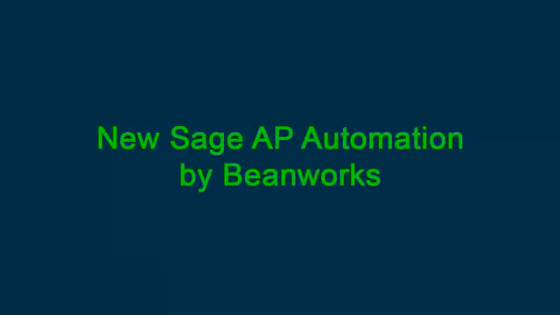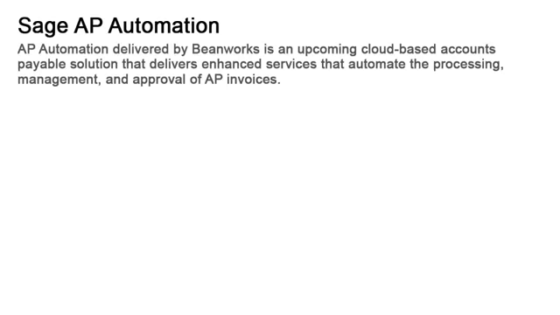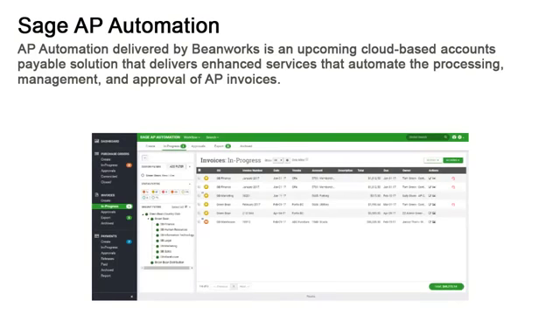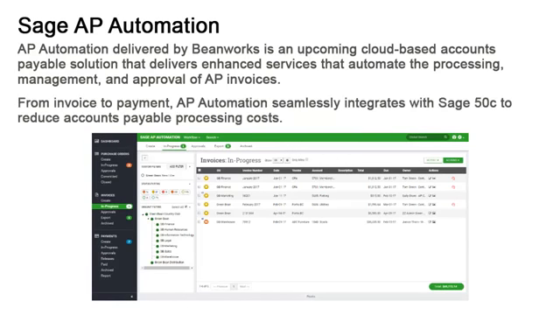Sage AP Automation delivered by Beanworks is an upcoming cloud-based accounts payable solution that delivers enhanced services that automate the processing, management, and approval of AP invoices. From invoice to payment, AP Automation seamlessly integrates with Sage 50C to reduce accounts payable processing costs.